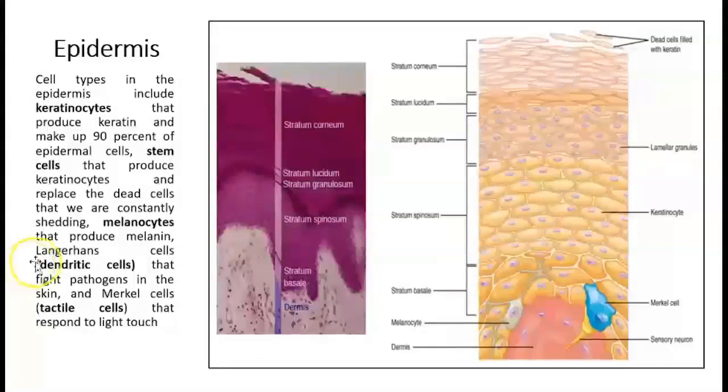Other types of cells that we have in there are going to be dendritic cells. The dendritic cells are going to be part of our immune system that is going to help defend our body in case some bacteria get inside. These are the very first cells that are going to start fighting. We have other cells in here, tactile cells, that are going to be part of receptors that help us identify things that we are touching, for example, with our fingers.